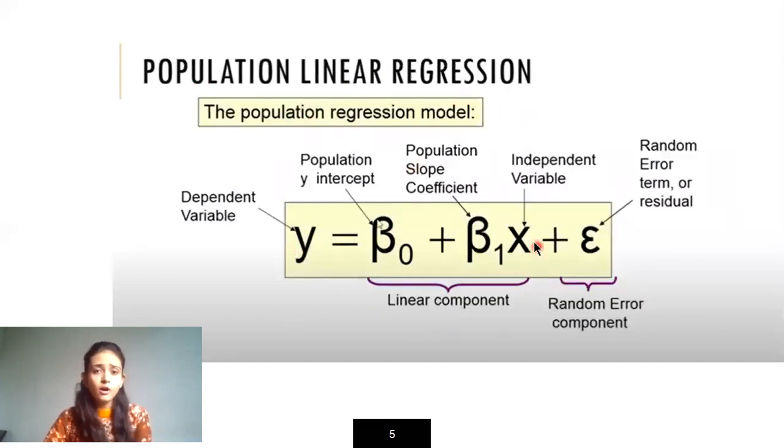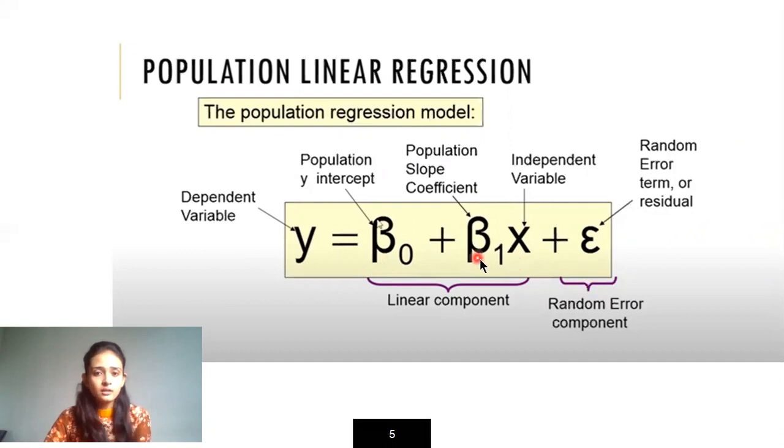This is the formula of linear regression, the population linear regression. We have already seen in the previous video lecture what population and sample are. Based on the population, this is the formula of the population regression model, meaning the formula considering the complete data set. It is just like y equals mx plus c. Here, in place of m, the coefficient, the constant, is beta 1. And instead of c, I am using beta 0.